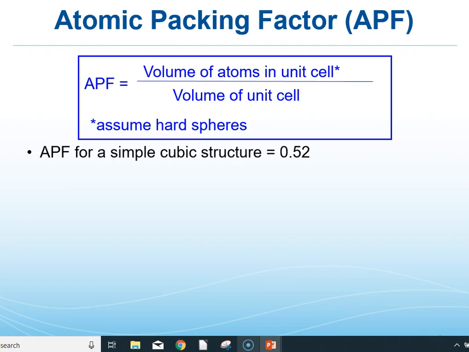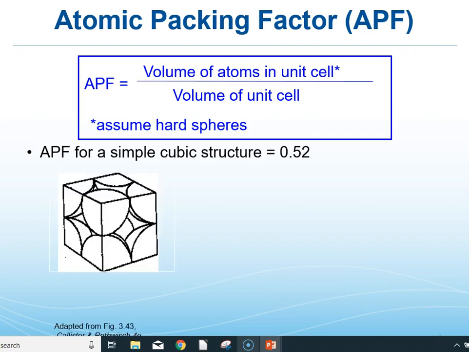So the atomic packing factor for a simple cubic structure is 0.52, so only a little over 50% of the volume of the unit cell is actual atom. The rest is void. So these are pretty wide open crystals.